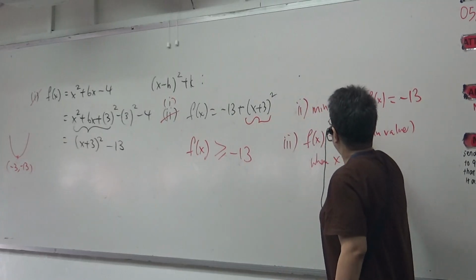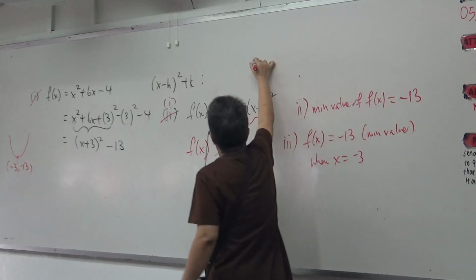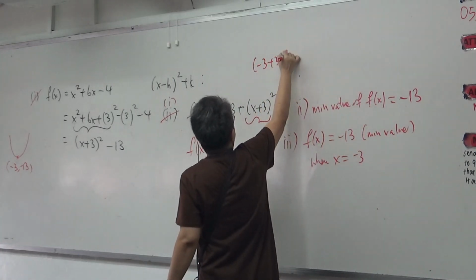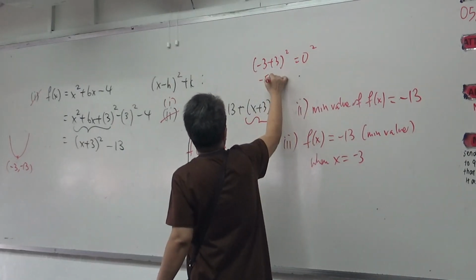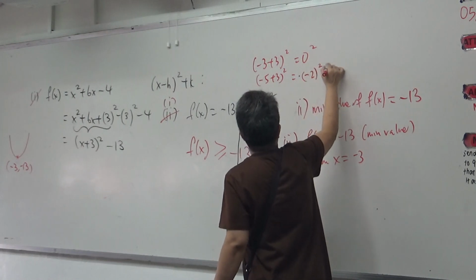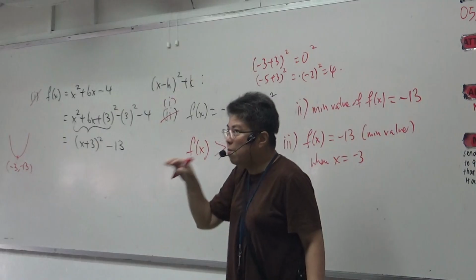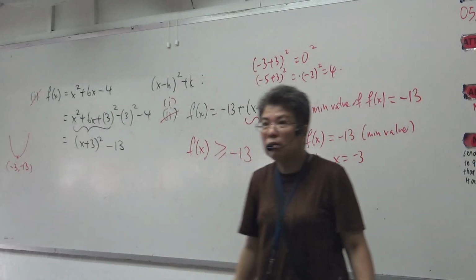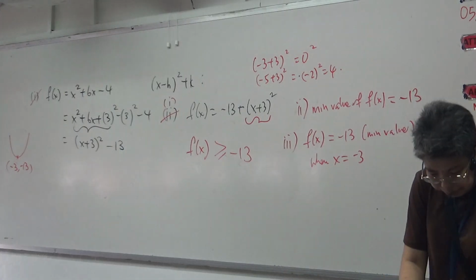Now, some people are confused. Do you agree the minimum value of f(x) must be negative 13? Okay, why? Because if I have negative 3 plus 3, squared, this is 0 squared, right? Now, any other value, let's say negative 5 plus 3. This is negative 2 squared, the answer is 4. That means 4 plus it is still bigger. So the minimum it can be is negative 13. Are we clear? Okay, so no problem.